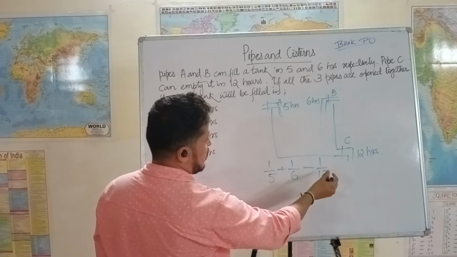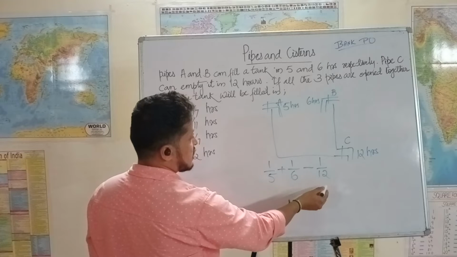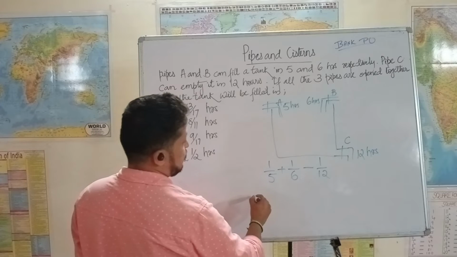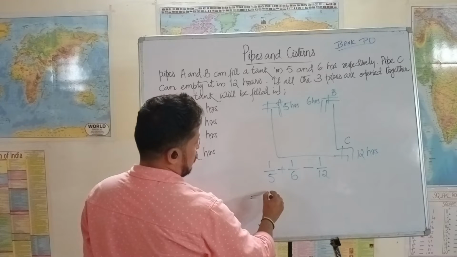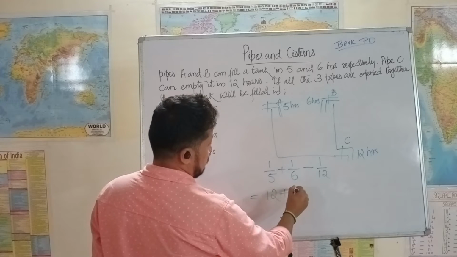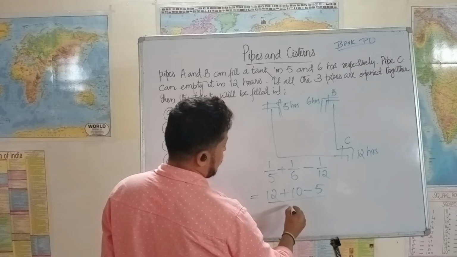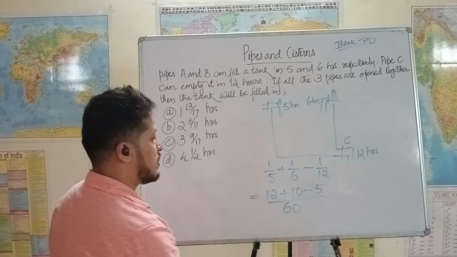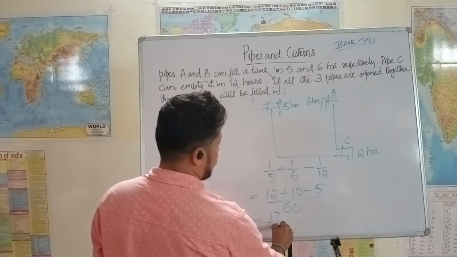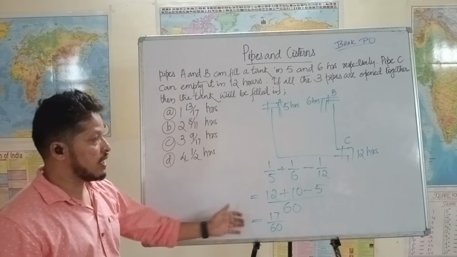So let's simplify this. 12, 6, 5. So what can be the LCM? 60 can be the LCM here. So let's multiply by 60 and divide by 60. 12, 5 ones are 5, 12 are 60, 6 tens are 60, minus 5, divided by 60, is equal to 22 minus 5, which is 17, 17 divided by 60. So 17 by 60 is the total work done.